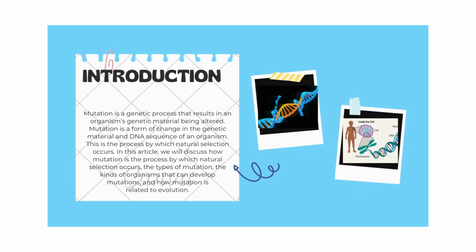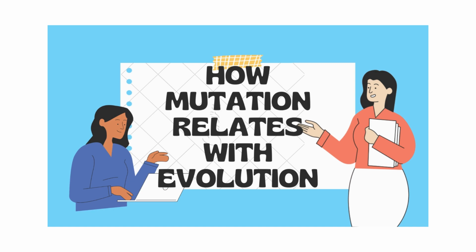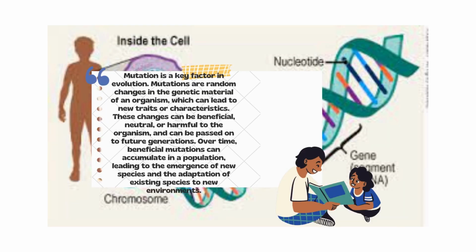Why does mutation occur? Mutation occurs when a mistake is made during the process of DNA replication. This mistake can be caused by a variety of factors, including environmental factors such as radiation or chemicals, or errors in the replication process itself. The mistake can cause a change in the genetic code, resulting in a mutation.